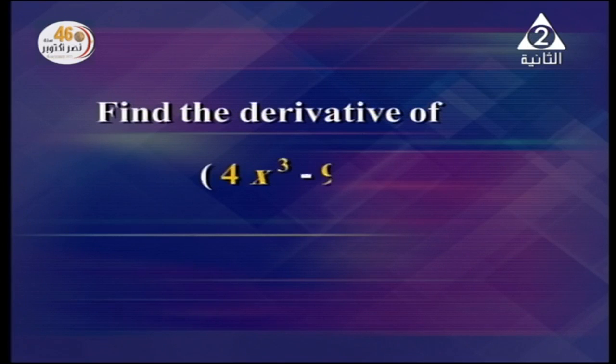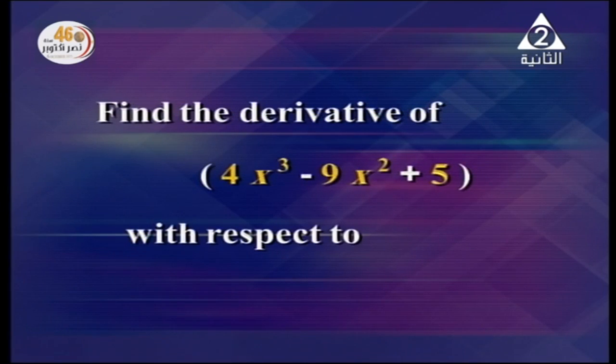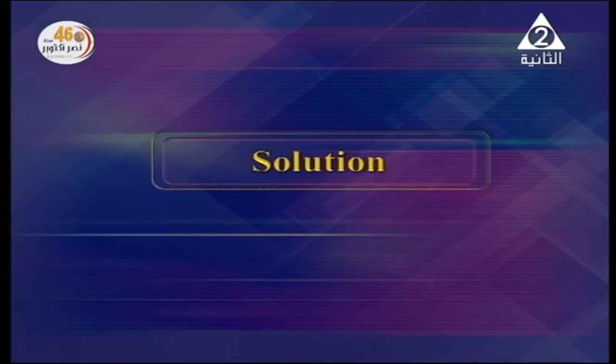Another example. Find the derivative of 4x power 3 minus 9x power 2 plus 5 with respect to 3x squared plus 7. My dear student, what do you mean? Find the derivative of the bracket containing 4x power 3 minus 9x squared plus 5 with respect to the bracket containing 3x squared plus 7. Look at the solution.